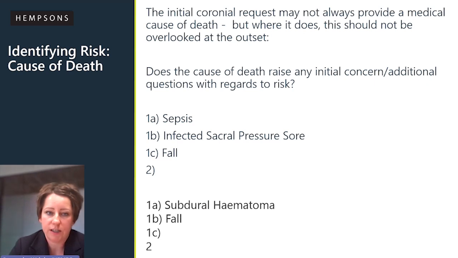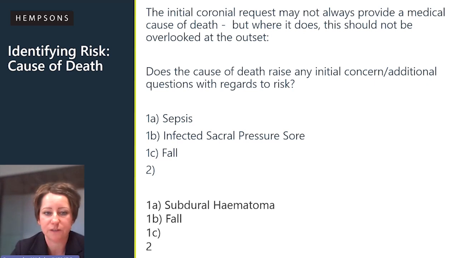But where you are given that information, sometimes when we have the cause of death formulation, it might give us food for thought in terms of any additional questions or any additional investigations internally that we might want to do, again, to satisfy ourselves that everything that should have taken place took place and we're not worried at all.